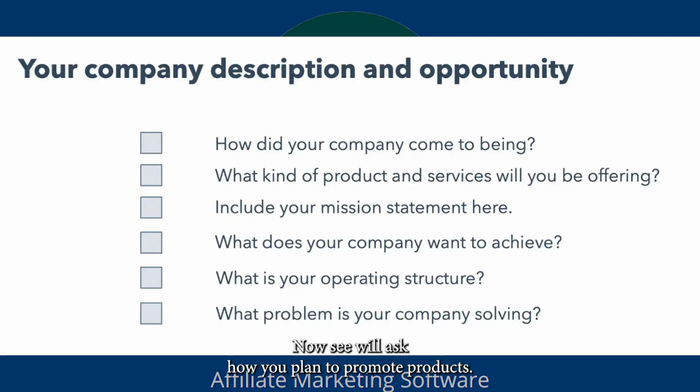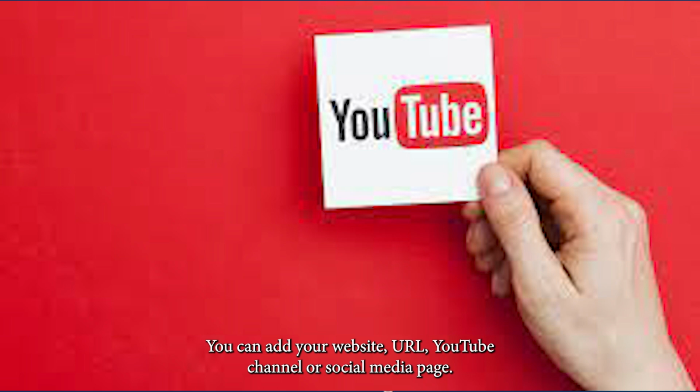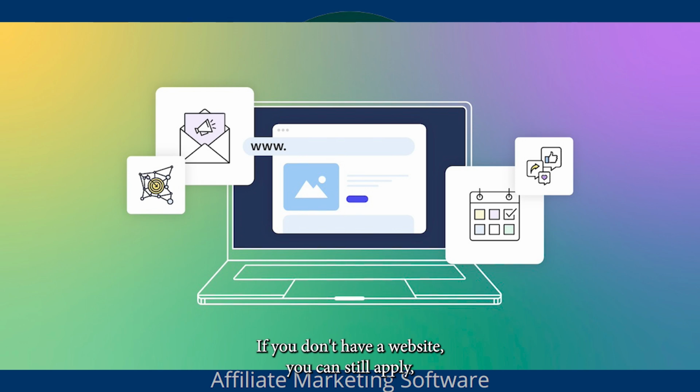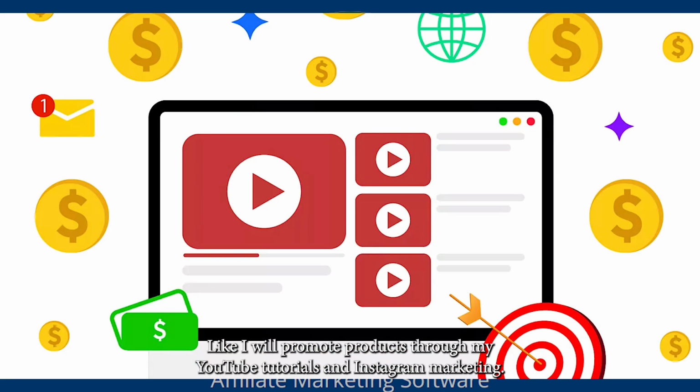Now, CJ will ask how you plan to promote products. You can add your website URL, YouTube channel, or social media page. If you don't have a website, you can still apply, but you must describe your promotional method clearly, like, I will promote products through my YouTube tutorials and Instagram marketing. Being specific increases your chances of approval.